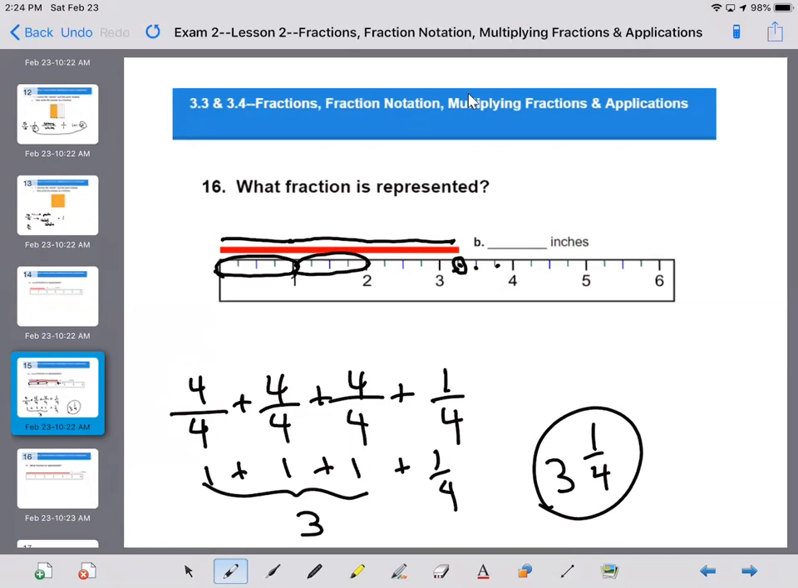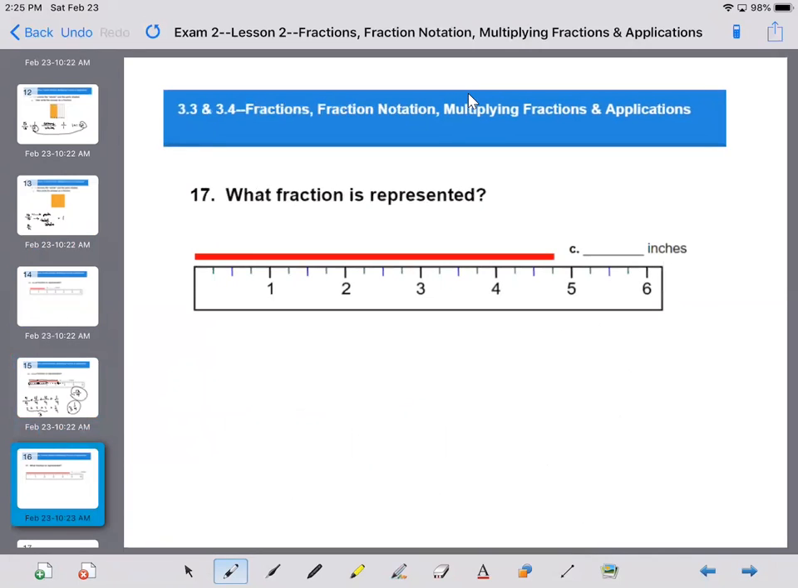Or we could say 13/4, because we can count them 1, 2, 3, 4, 5, 6, 7, 8, 9, 10, 11, 12, and 13. So 13/4 and 3 and 1/4 would be equivalent. Again, we have not changed the value of the whole, so it would be fourths.